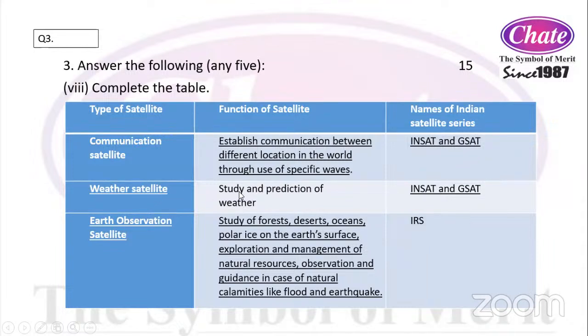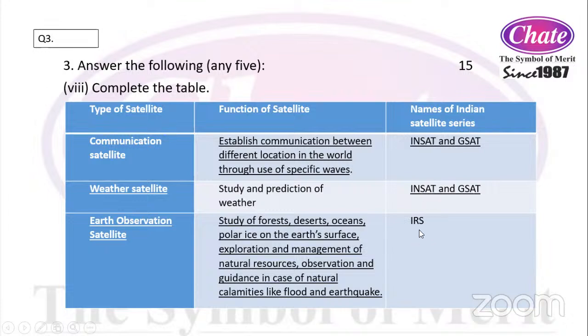Similarly, in the second row, they have given you the function of the satellite, that is the study and prediction of weather. Obviously, this is the study of weather and its prediction. So it can be done only by a weather satellite. So the type of satellite is weather satellite, and again the series is INSAT and GSAT.